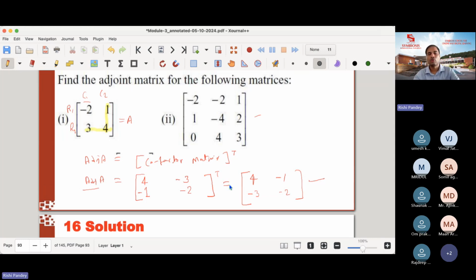Similarly, we will follow the same manner for 3 into 3. But the adjoints and cofactors take time, so we will go with the complete 3 into 3 concept. Done? Any doubt in this step?